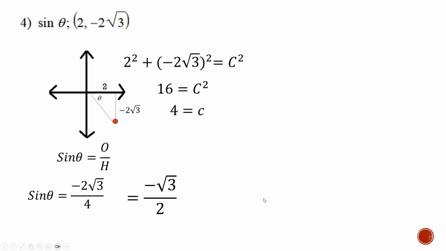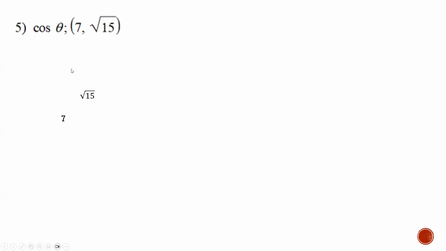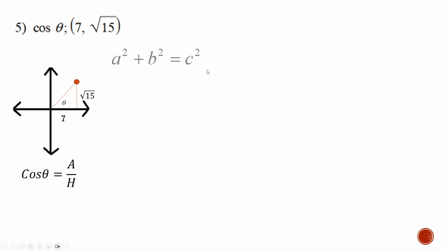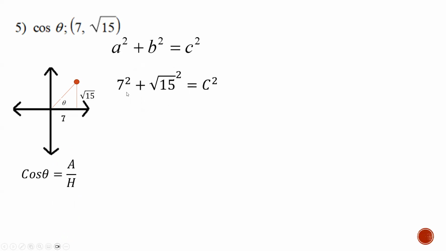All right, cosine again, draw where you are. This is in the first quadrant. Again, x is 7, y is radical 15. Cosine is adjacent over hypotenuse, so you have to use, again, Pythagorean theorem. 49 plus 15. Oh, another one. We get 64 equals c squared. Square root of 64 is going to give you 8, and then that goes there. So adjacent is 7, and the hypotenuse is 8 in this case. So cosine of theta is equivalent to 7 over 8.